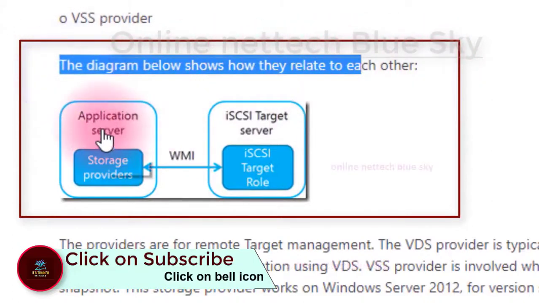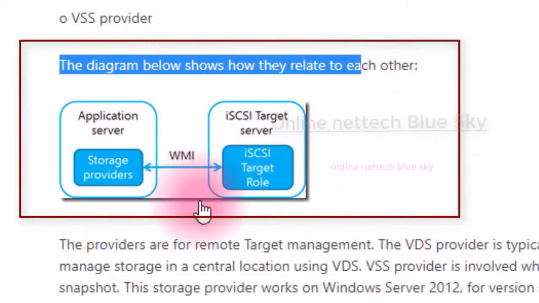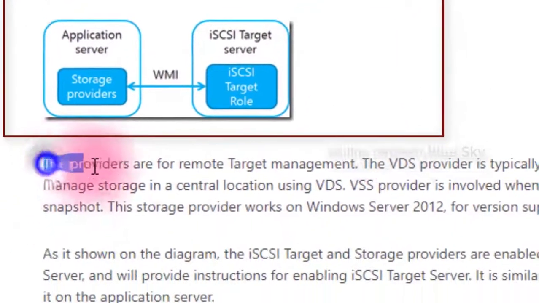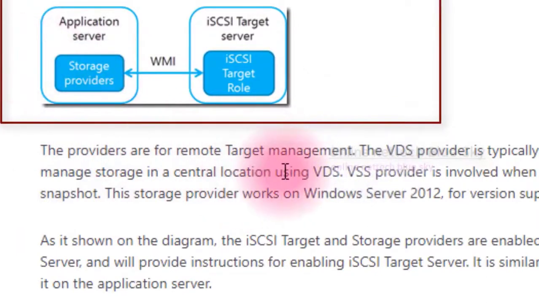Okay, so you can see application servers always working here. The server always starts here, and WMI, Windows Management Instrumentation, is working. The iSCSI target server always works in two types here. So they provide remote target management.